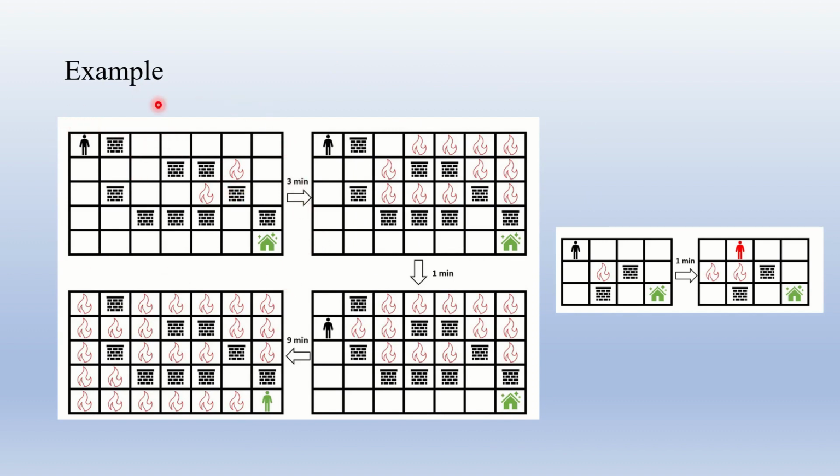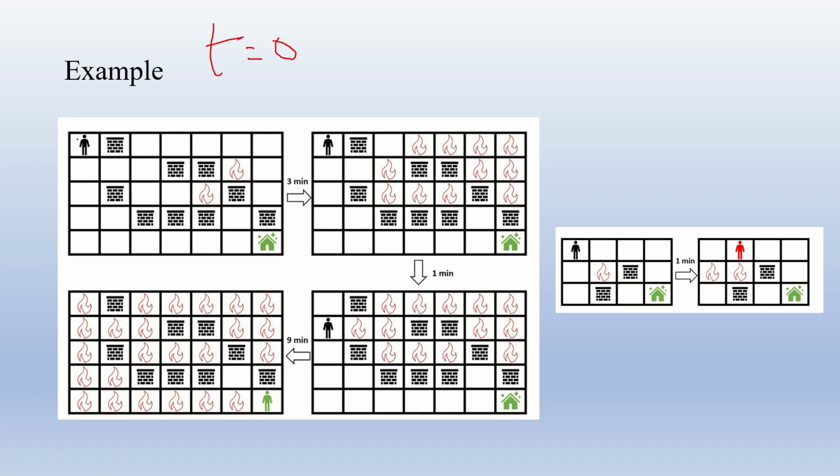Consider this is the grid given. The person is here and the person wants to move to the safe house. These are the walls and these two are fire. Each minute the fire will spread fire to the adjacent cells. This fire will spread to this cell and this cell, and this fire will spread to this cell. Let's see, if we start from time is equal to 0, can we move to the safe house?